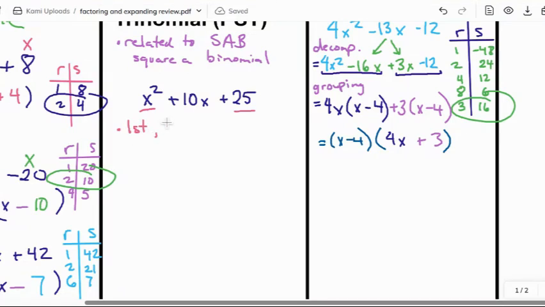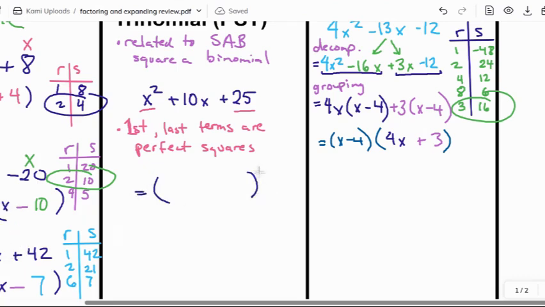First and last terms are perfect squares. This is usually a good enough indicator. I would say 90% of the time, if the first and last term are perfect squares, you've got a PST. So how do I deal with this?